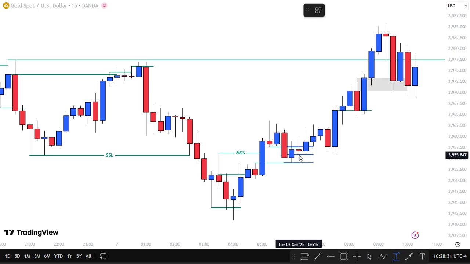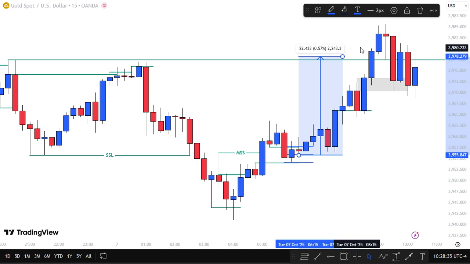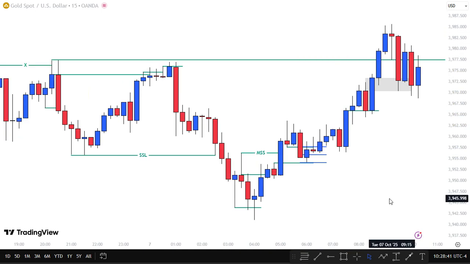Then the target from my consequent encroachment was these relatively equal highs. You can clearly see that we had a very good move. So we had a very good risk to reward ratio of around 1 to 4. That is a very good risk to reward ratio.